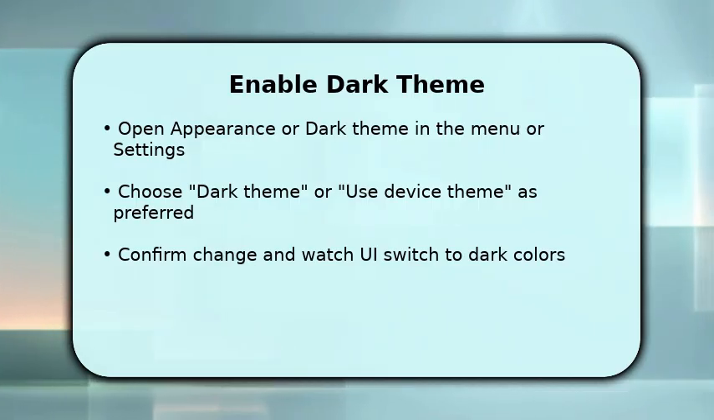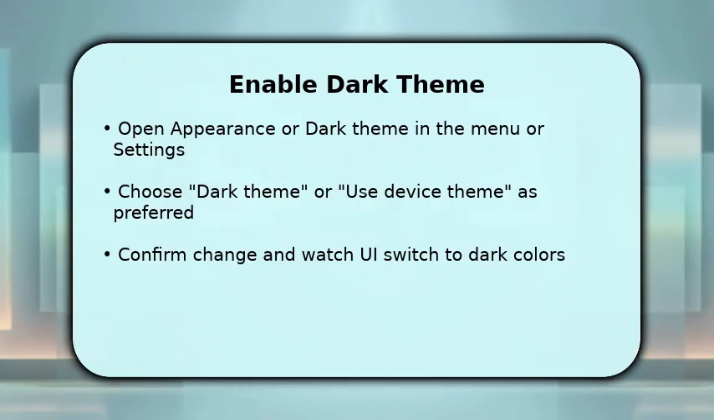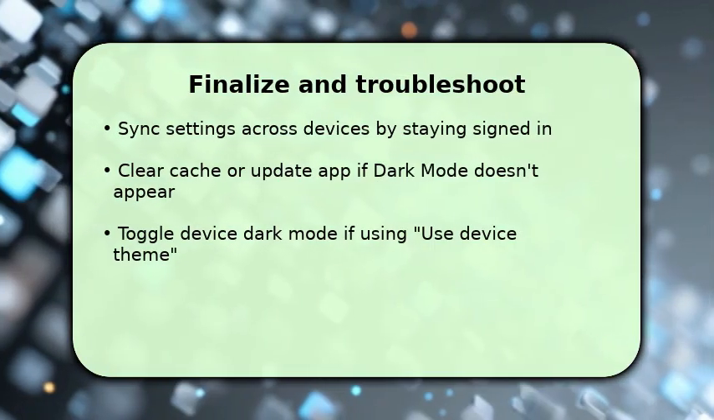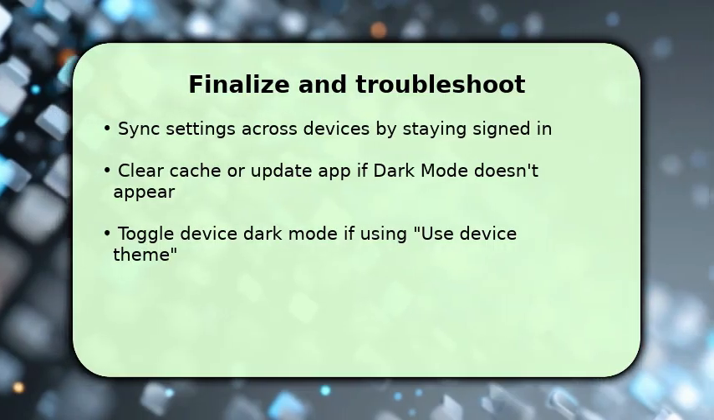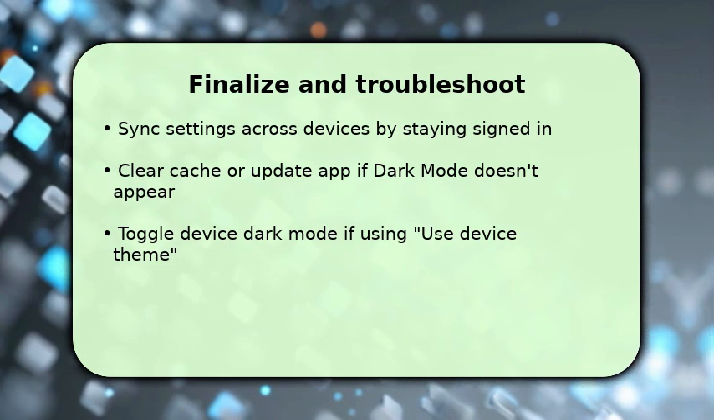Once selected, the background, player chrome, and menus switch to darker tones to reduce glare and save battery. Make sure to wait a second for the UI to repaint so you can verify the change. Finally, confirm the setting sticks by navigating between pages or restarting the app. Staying signed in syncs the preference to other devices.